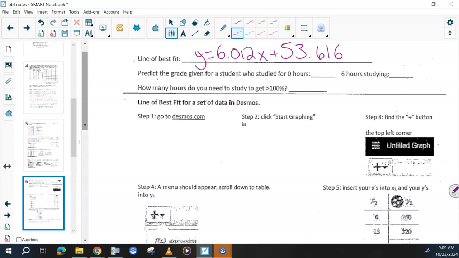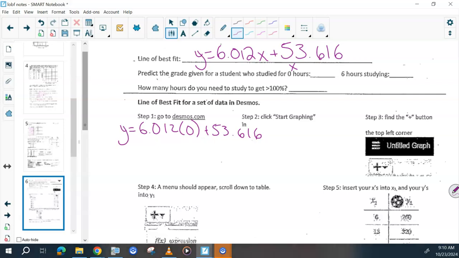So then it's asking us to predict different things. Predict the grade given for a student who studied for 0 hours. So we are given hours. Is that X or is that Y? If we're given X, we're looking for Y. So you can do one of two things. Either do this algebraically: use our equation, put 0 in for X, that would look like this, and find your Y that way. Or I'm going to show you how to do this in the calculator.